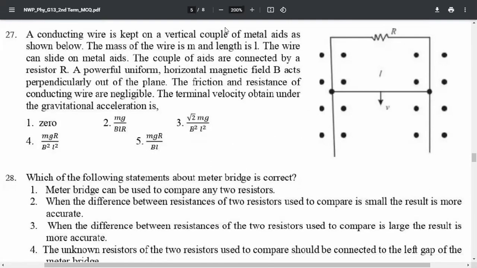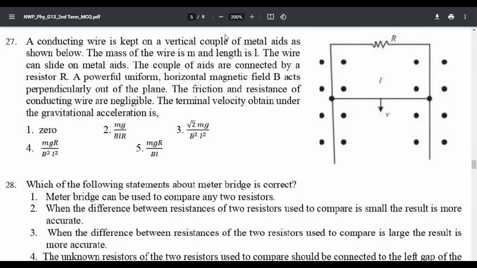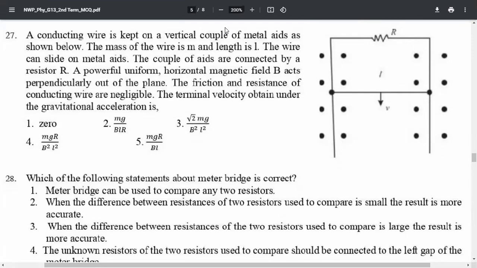Let's quickly discuss this. A conducting wire is kept on a vertical couple of metal rails as shown below. The mass of the wire is m and the length is l. The wire can slide on the metal rails. The couple of rails are connected by a resistor R. A powerful uniform horizontal magnetic field B acts perpendicular, out of the plane. The friction and resistance of the conducting wire are negligible. The terminal velocity obtained under gravitational acceleration is.